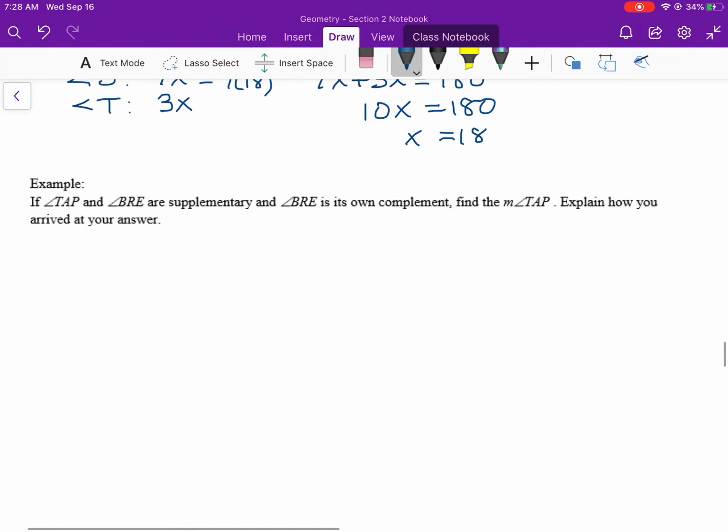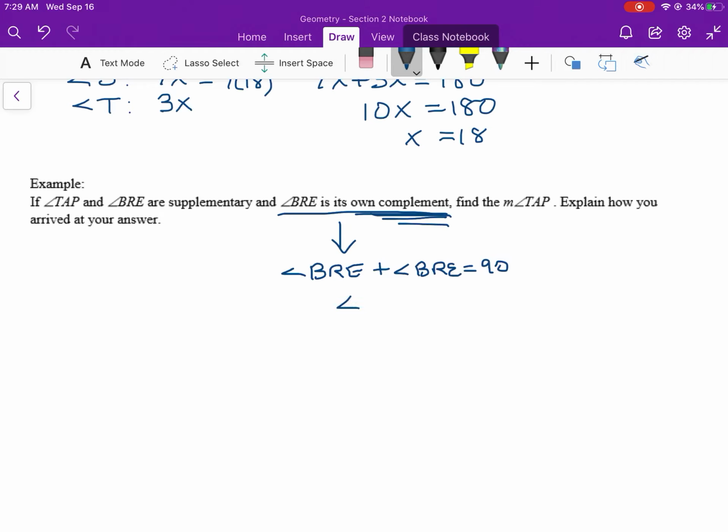All right, one more. Angle TAP and angle BRE are supplementary. And angle BRE is its own complement. That means with itself it's complementary. So if it's its own complement, that means angle BRE plus angle BRE is going to be 90. Well, the only way the same number can add up to 90 is that angle BRE is 45, right? I probably should put a little m here for the measure.